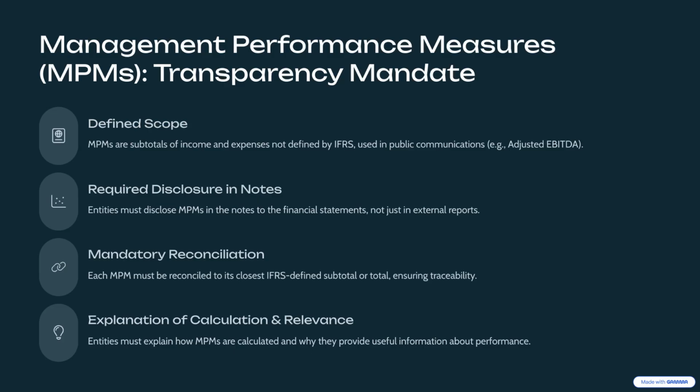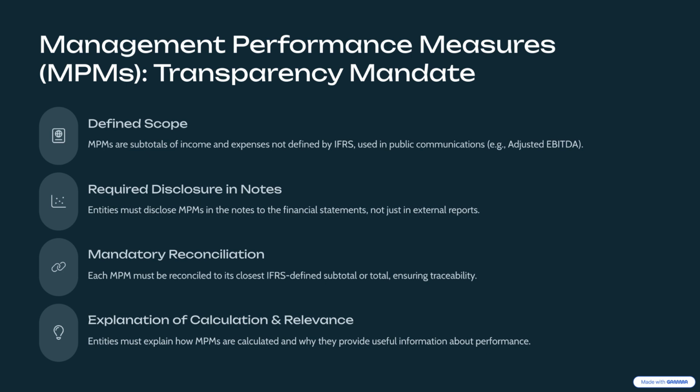Under IFRS 18, management performance measures, MPMs, are brought into the spotlight with a clear mandate for transparency and accountability. These are subtotals of income and expenses that management uses publicly to communicate performance, but are not defined by IFRS. To reduce ambiguity and increase comparability, IFRS 18 introduces a defined scope for MPMs and requires that they be presented only in the notes, not on the face of the financial statements.